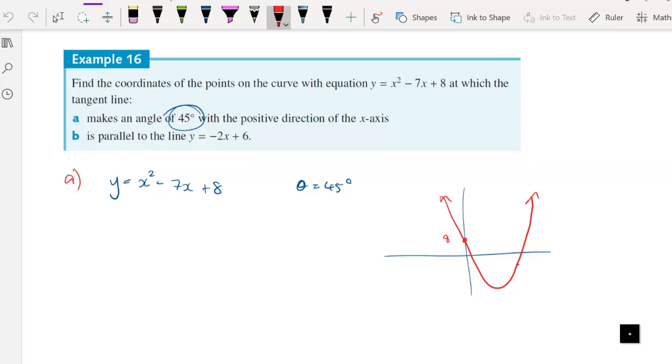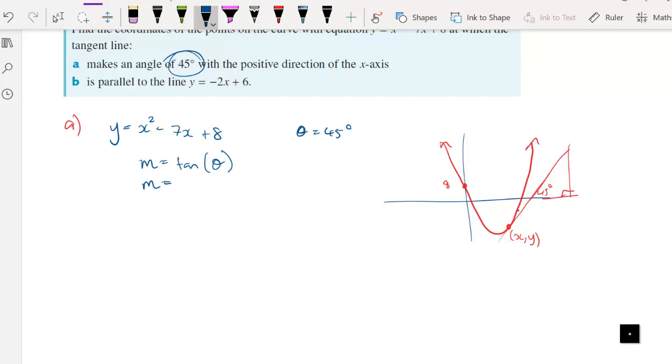And what we're trying to find is that tangent that makes an angle of 45 degrees with the positive direction of the x-axis. So that means we're looking at finding this coordinate x, y, so that we get this nice 45 degrees here. Alright, well the first thing we can work out is the gradient, because we know that m is equal to tan of the angle. So m, or the gradient, will be equal to tan of 45. Now we should know that tan 45 is equal to 1, so the gradient will be equal to 1.